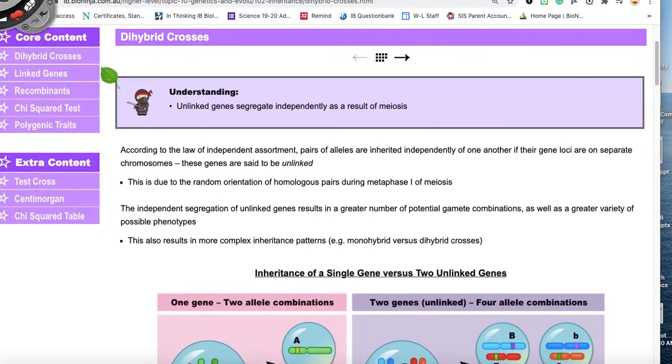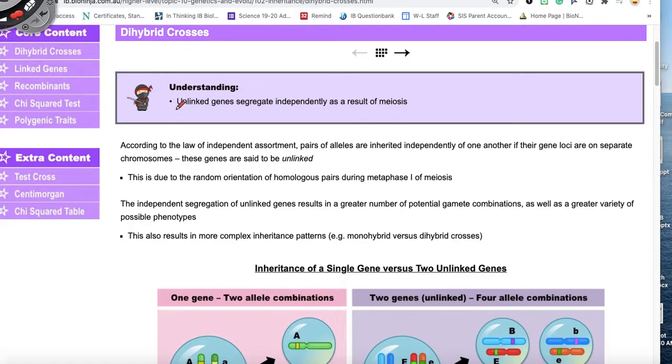All right, so here's the essential understanding. Unlinked genes segregate independently as a result of meiosis. So we really need to understand what an unlinked gene is, because when we start learning about linked genes, we're really going to need to understand the difference, okay? Because linked genes is something you haven't done before. Or maybe you have, but only sex-linked.